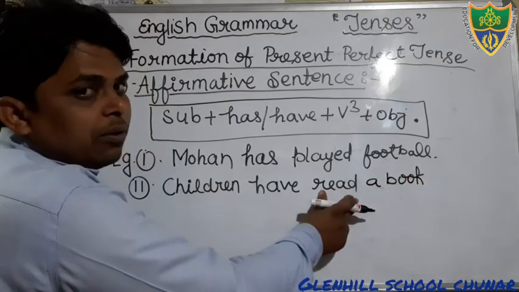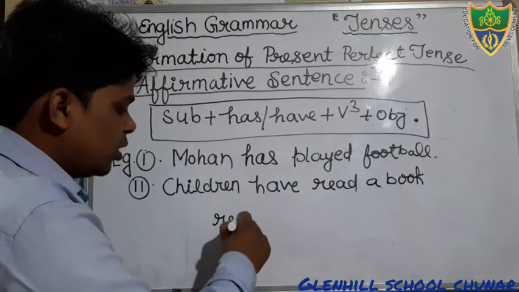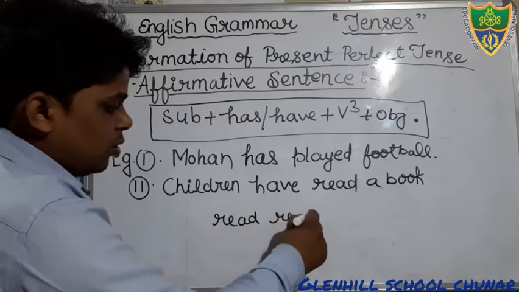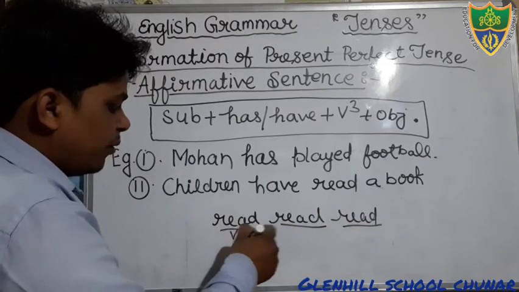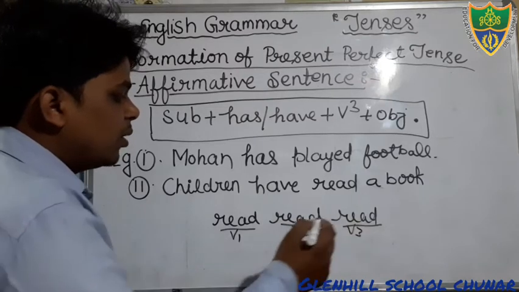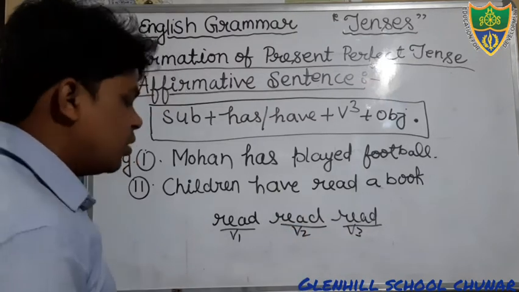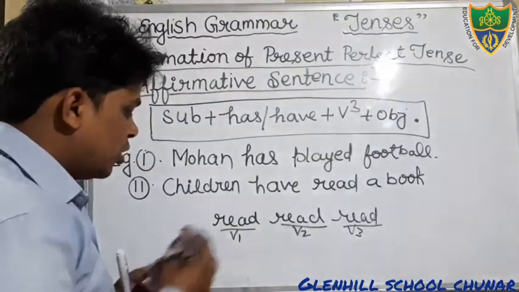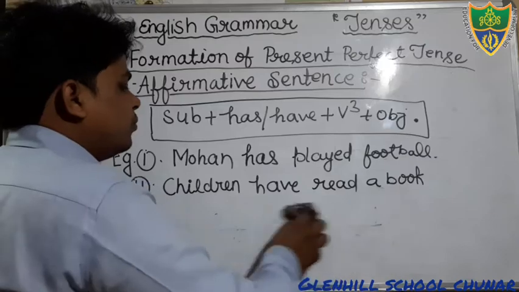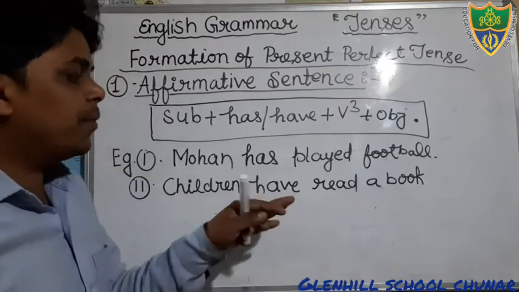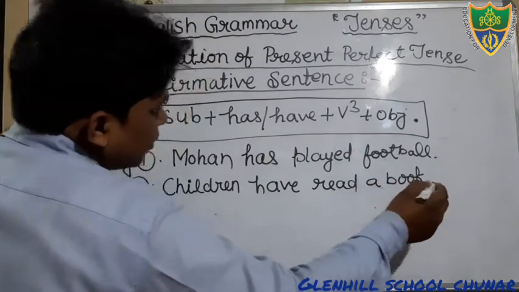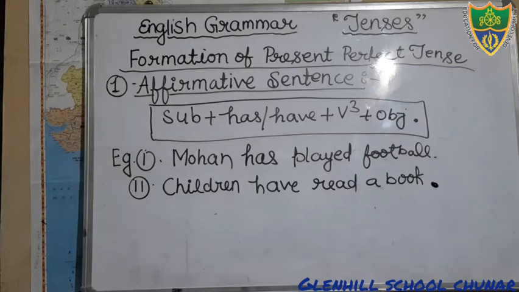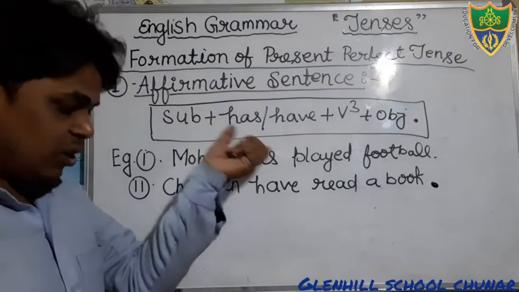That is the third form of the verb, keep in your mind. Just see, that is the first form of the verb, that is the second form of the verb, that is the third form of the verb. There are so many verbs whose forms are the same, for example, cut. So just see students, children have read a book. At the end of the sentence we will use a full stop. Just write down these two sentences. That is based on affirmative sentences, the affirmative structure.